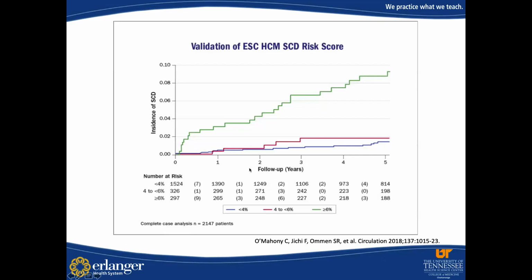So the ESC is basically the ACC equivalent in Europe, the European Society of Cardiology. They made this risk stratification score. This is just the data showing that if we use this risk score, it actually does improve patient outcomes and helps us predict who's more at risk and how long they're going to live. Nothing you'll need to know specifically, but it's a good resource for us.